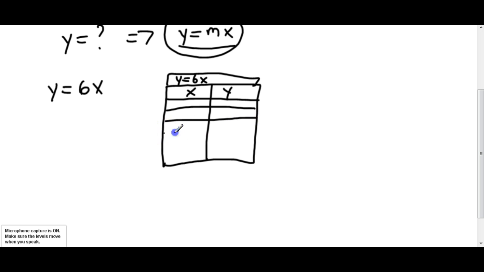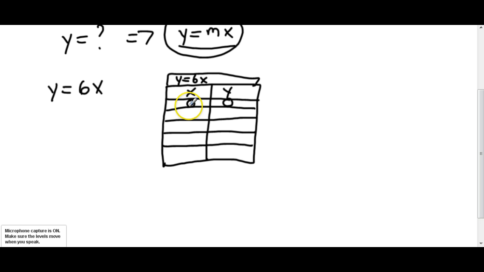I like to draw at least 5: 1, 2, 3, 4, 5. That gives me enough points to get a decent graph. So if x is 0, I substitute x into this equation right here. y is equal to 6x. Well, 6 times 0 is 0, so I know that y is going to be 0. So I know that it is a direct linear relation because it's going to go through the origin 0, 0.